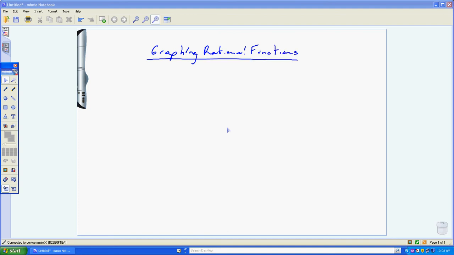So I don't think we did the polynomial ones on the Mimeo, did we? I just did those for you. Okay. So we'll do these ones.